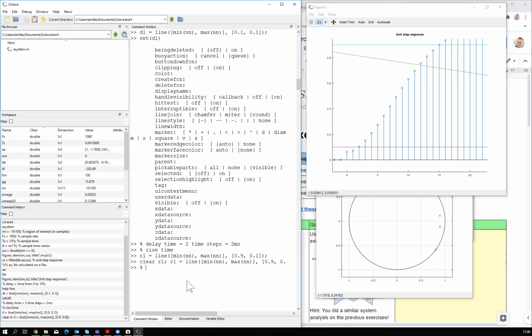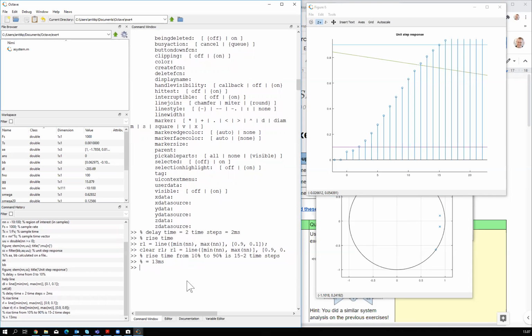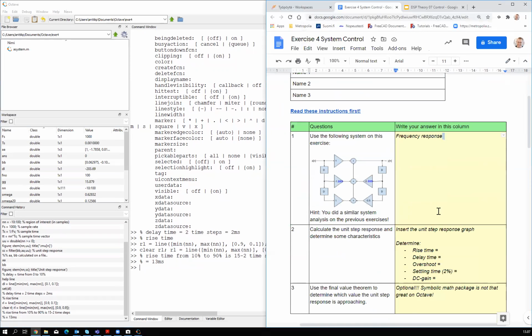So we have the rise time from 10% to 90% is 50 minus 2 time steps, which is 13 milliseconds. Okay. Now I have rise time, delay time. Next parameter, what I want to know, overshoot.